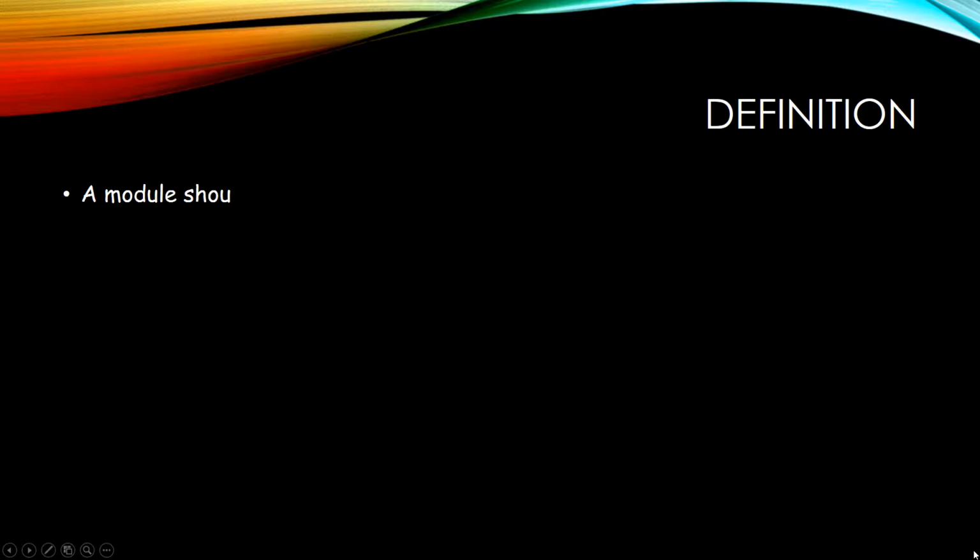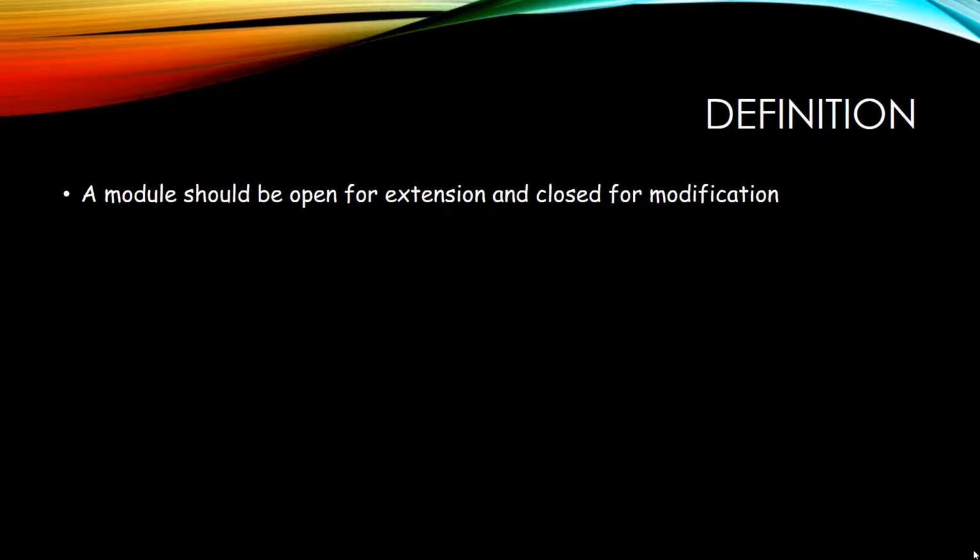Open-closed principle states that a module should be open for extension and closed for modification. Now, when we say a module is open for extension, it simply means that it allows adding a new functionality or altering an existing functionality.